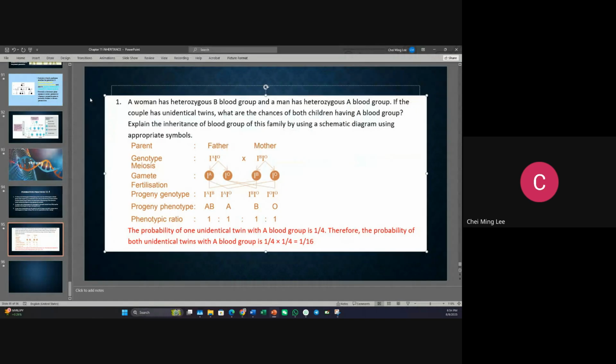Okay, so let's see the answer. Let's check the answer. A woman has a heterozygous B blood group, and a man has a heterozygous A blood group. If the couple has identical twins, what are the chances of both children having A blood group? Then it wants you to explain the inheritance by using a schematic diagram. So like this.